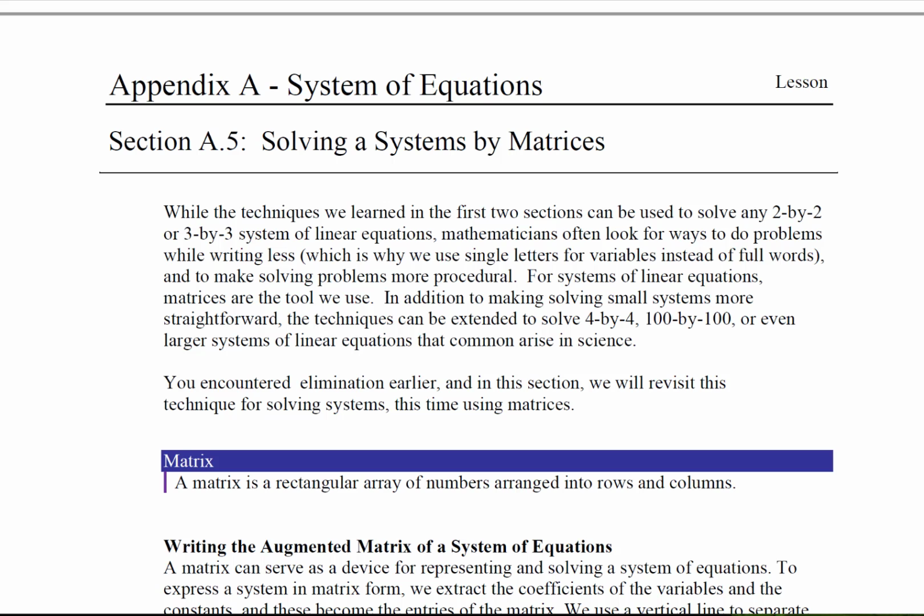Now, we're not going to do any adding, subtracting, multiplying, or dividing matrices. We're just going to learn one thing. How do you take a system of equations and turn it into a matrix? Because if we can make it into a matrix, then we can have the calculator solve the matrix and solve the system. So, let's get started.